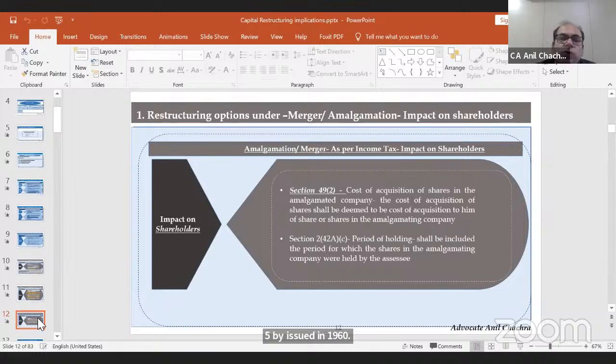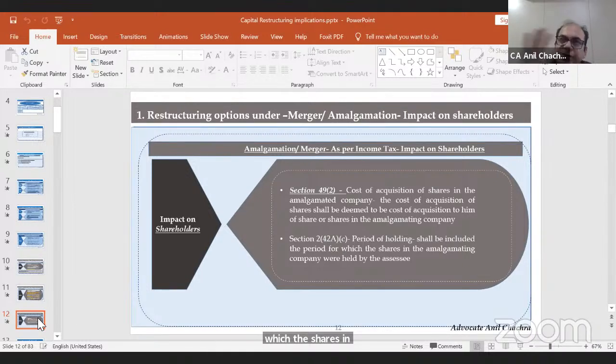So what would be the cost of acquisition in the hands of the shareholders while getting the shares in the amalgamated company? The cost of acquisition would remain the same as they were holding in the amalgamating company. Whatever cost they incurred in the amalgamating company, the same cost will apply as the cost of acquisition of the shares of the amalgamated company. And the period of holding will be included, for which the shares in the amalgamating company were held by the assessee.